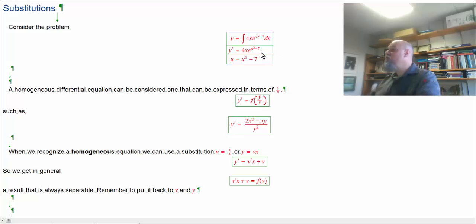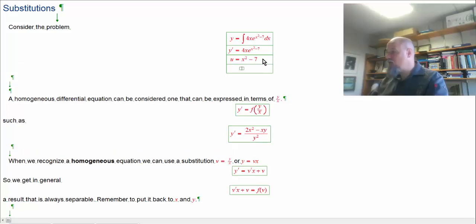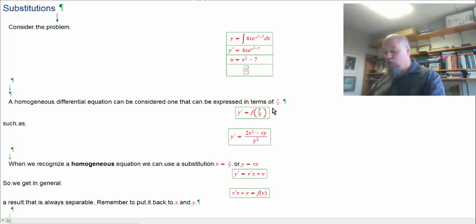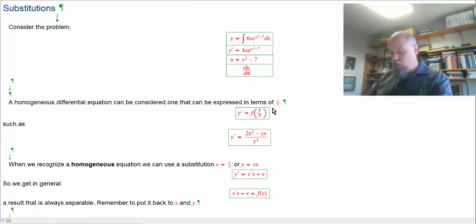And we know the substitution will let u equal x squared minus 7. So I have e to the u here. Of course, I don't just switch this to be 4x e to the u. I need to differentiate my substitution. So if I differentiate my substitution, I get du dx is equal to 2x.